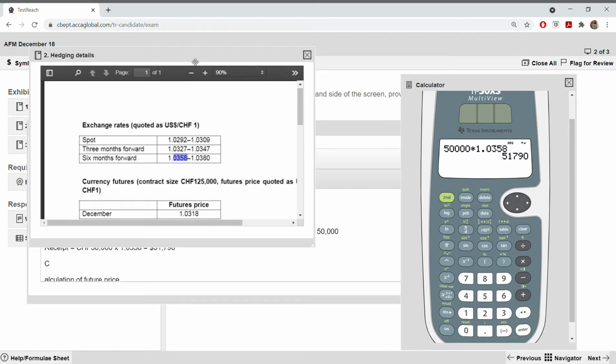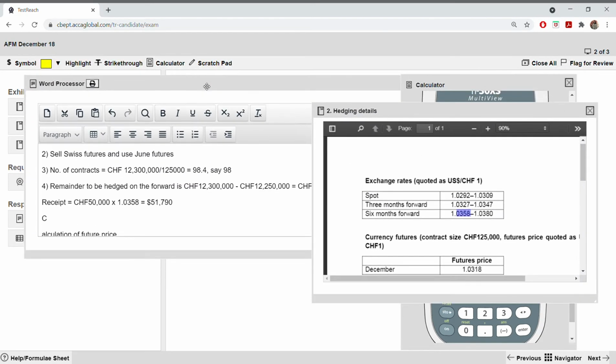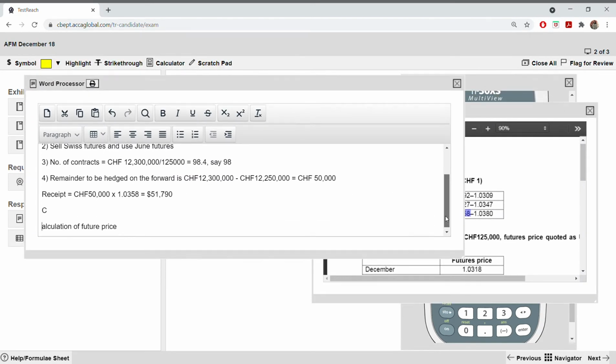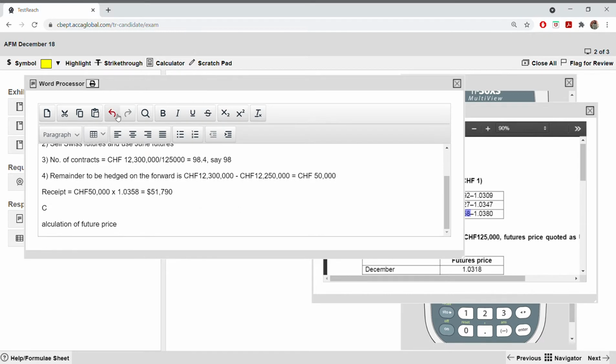Now if you see, what did I do? Okay, so now I can undo it. Calculation of future price, I will make it in bold, put it down.